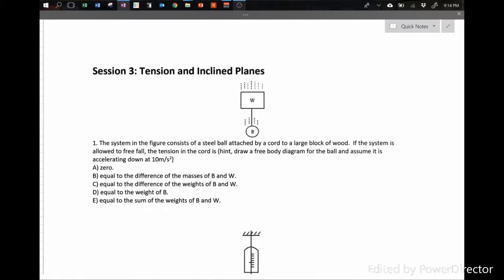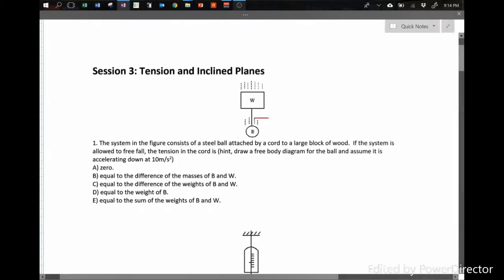All right, number one. The system in the figure consists of a ball attached to a cord attached to a large wood block. If the system is allowed to free fall, what's the tension in the cord? So we want gravity to be in free fall. So let's look at this cord, and let's look at the free body diagram for the ball. We just look at the ball, and we can do the same thing with the weight. So the ball has force of gravity pulling down on it and possibly tension pulling up, and the ball is in free fall.